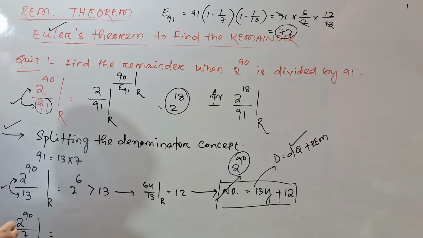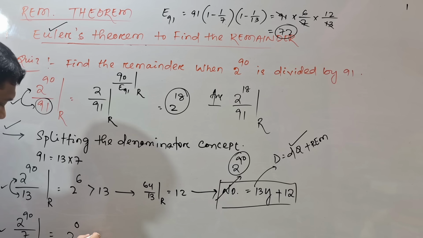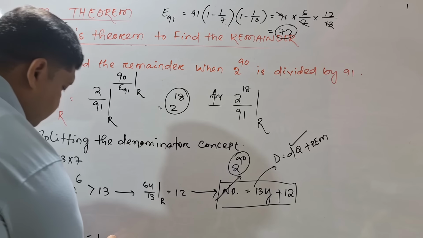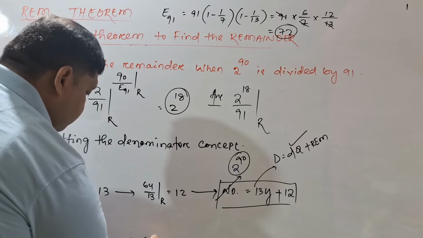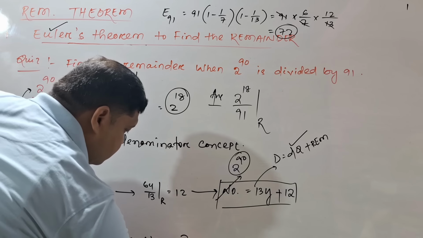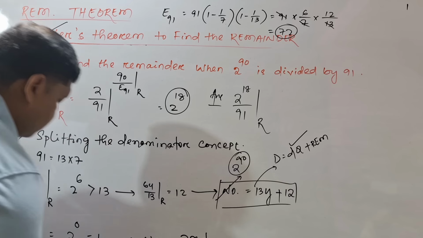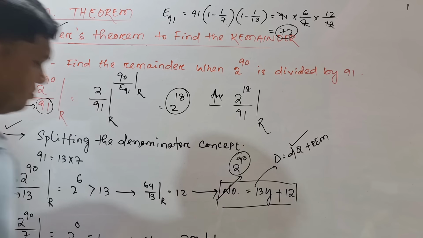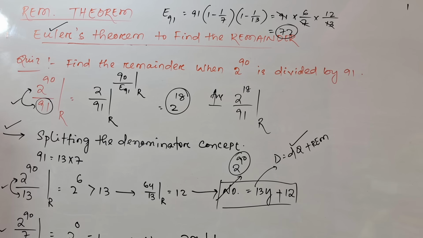Similarly, step number 2, 2 when it is divided by 7, remainder is 2. 90 when it is divided by 6 is 0. 2 to the power 0 means 1. So here same number can be written as 7x plus remainder is 1. Here it is visible, 7x plus 1. Okay. It is not visible here. I will write here.